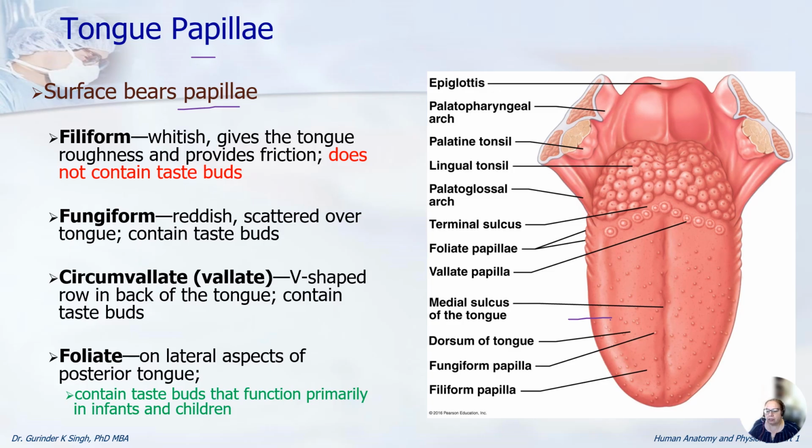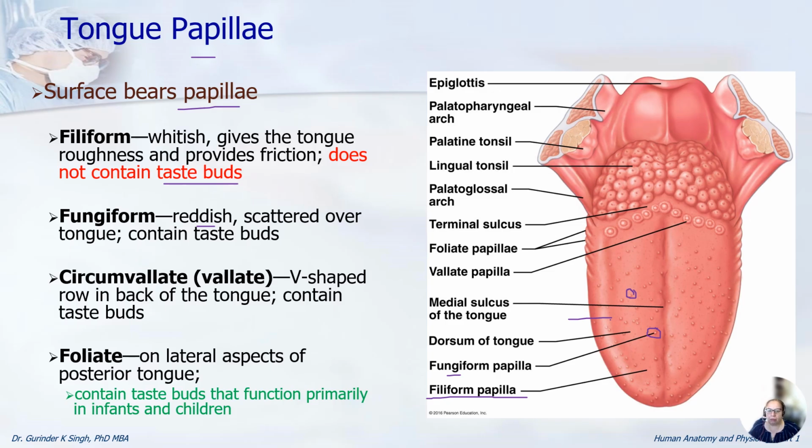The surface of the tongue is a little bit rough because of the formation of what we call filiform papillae. Filiform papillae do not contain any taste buds. But scattered around, you see these tiny little mushroom-like raised areas. These are called fungiform papillae. The fungiform papillae tend to be more reddish, and they're scattered all over your tongue as well as your buccal cavity, and they do contain taste buds.